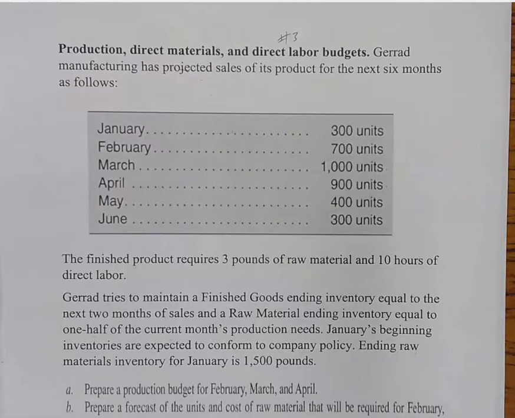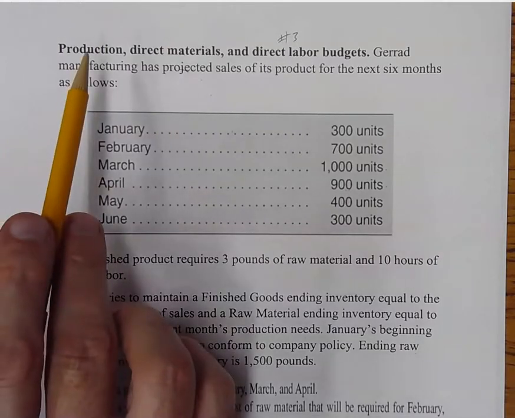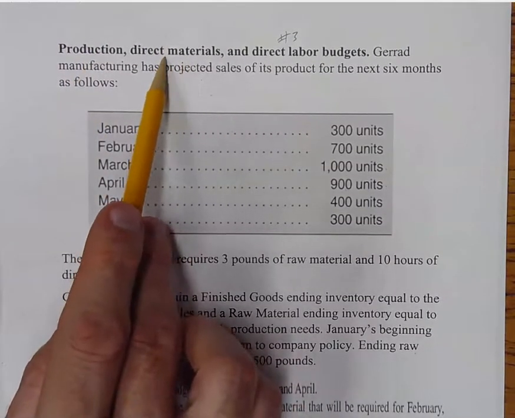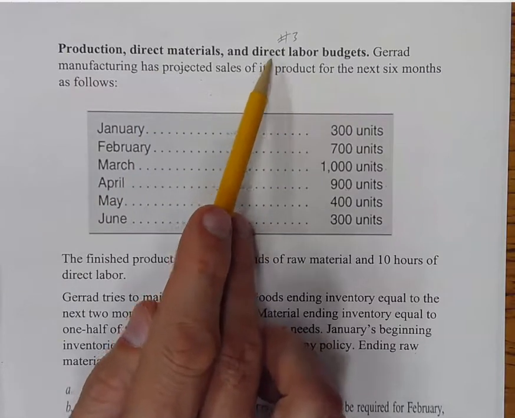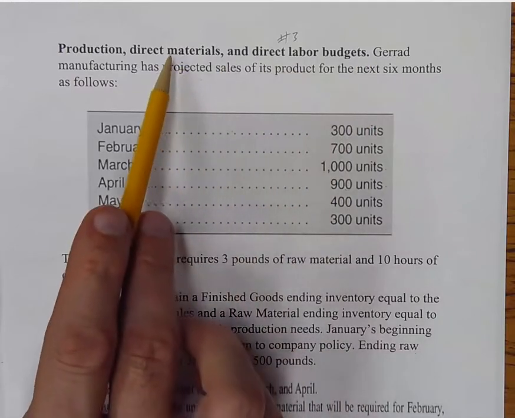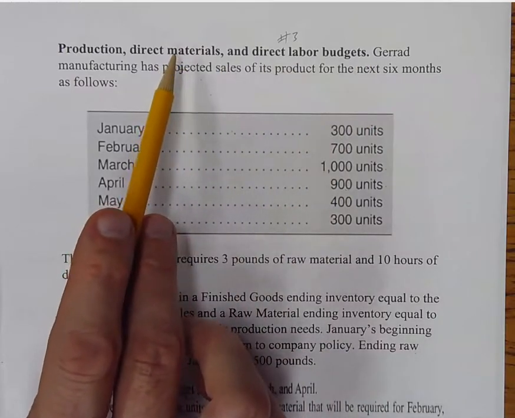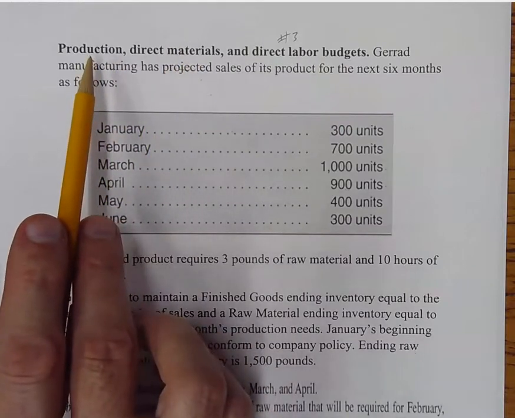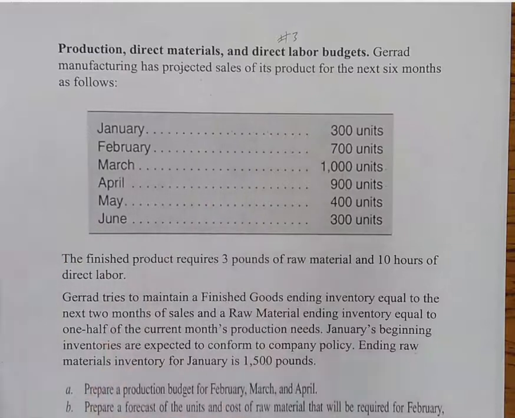Okay, so welcome back. This is the third video in our problem. We did a production budget, a direct materials budget, and now we're going to do a direct labor budget for this company called Girod Manufacturing. Now, if you've made it through the direct materials budget, which was the second video, that's the most difficult one. Production budget's not too terribly bad. And direct labor oftentimes will be the easiest of the three.